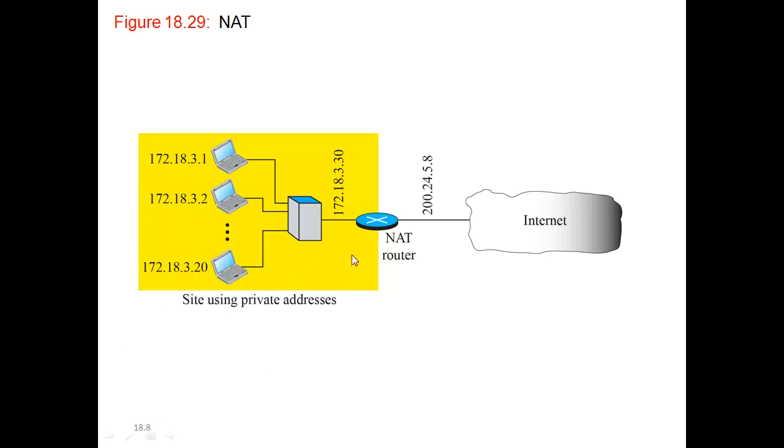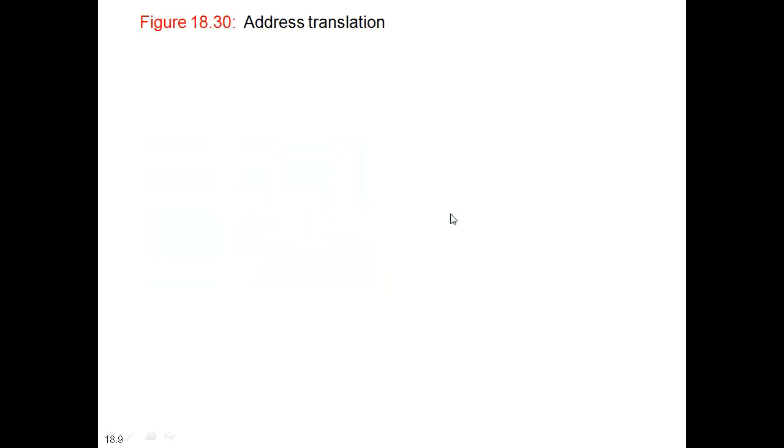Here, this is the NAT router, the network address translation router. You can observe these are all local IP addresses, 172.18.3.1, and in this way the IP addresses are assigned sequentially till 20. And here this is the IP address 172.18.3.30. After converting this IP address, it will become 200.24.5.8, and this will become a global address for internet communication.